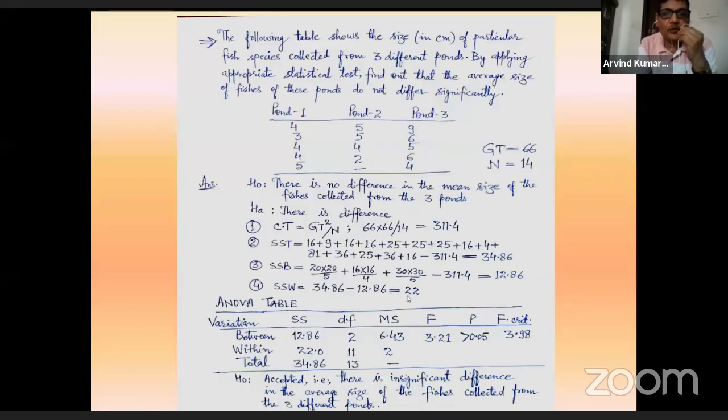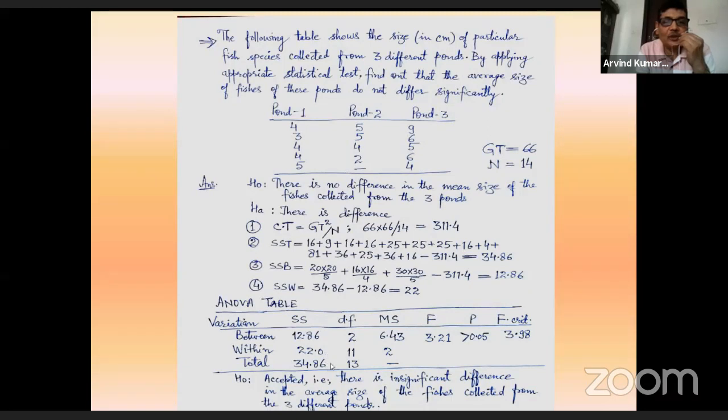Now these values will have to be put in the ANOVA table. If you see the ANOVA table, here again SS is written; SS stands for sum of squares. The between value is 12.86, which we have just calculated. So this value comes here, 12.86. Then the SSW value, 22, will be there.